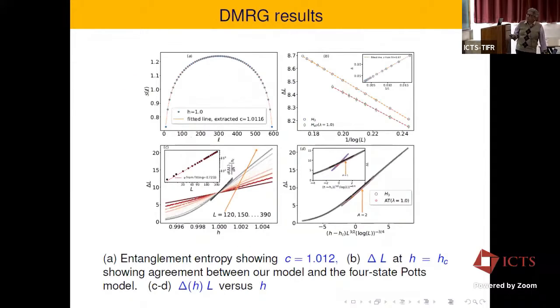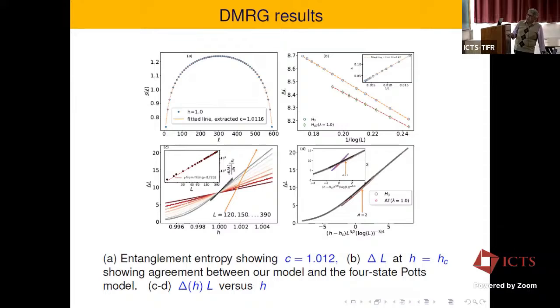Okay, so here's the data. The first one is looking at the entanglement entropy. That tells you C is again very close to 1. And then this is data showing you that our model H3 and the Ashkin-Teller, they're parallel to each other. So they have exactly the same slope on this log-log plot. And these are two other plots, delta L times H. They all cross at H equals 1.